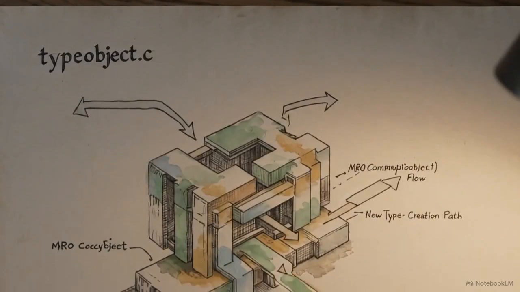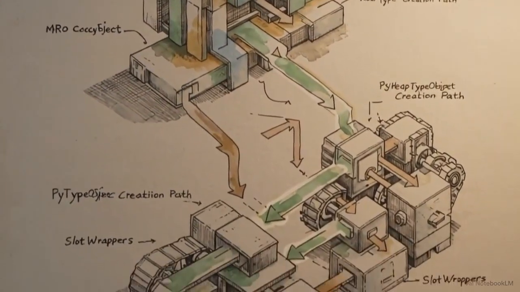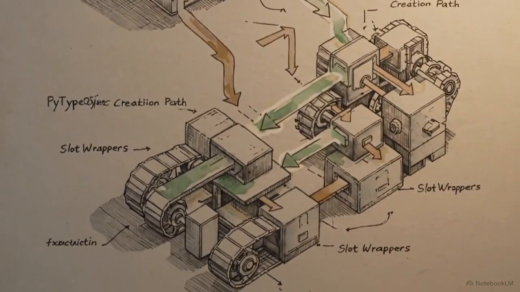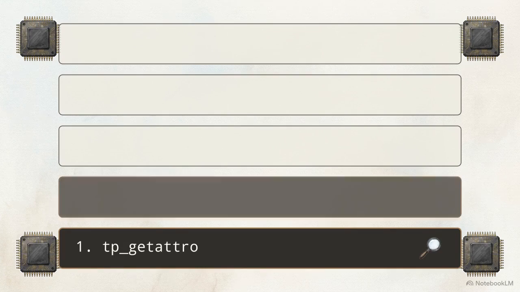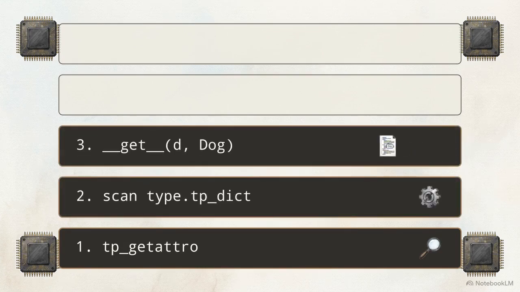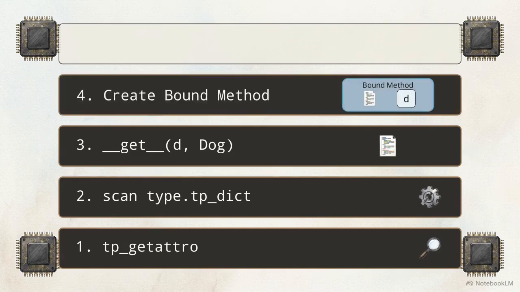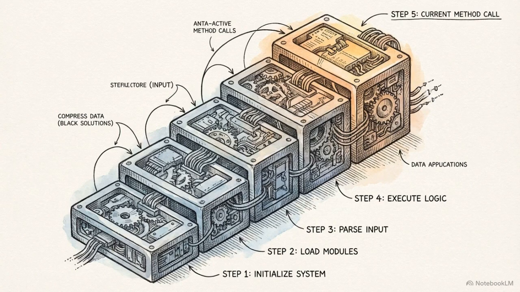We can validate this exact memory model by examining the foundational C structure of the CPython interpreter itself. When calling a method, tp_getattro initiates lookup in C. Step 2 scans up to type.tp_dict. In Step 3, the Descriptor protocol intercepts the raw function. Step 4 creates the bound method object, and Step 5 calls it, passing the instance as the first argument. This uncompromising mechanical 5-step sequence is the reality executing underneath every single method call you write.